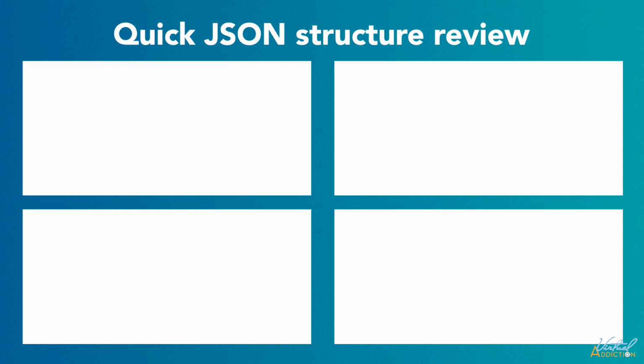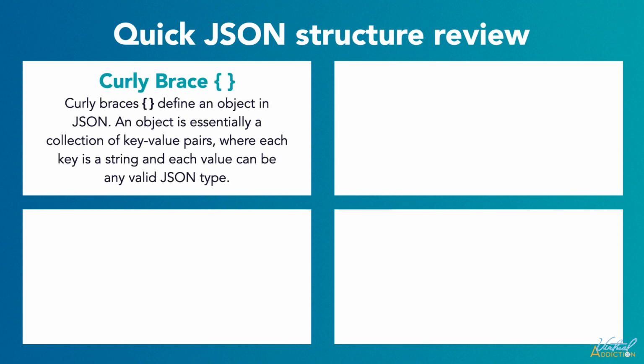Let's break down the curly braces, the square brackets, and other syntax that are used in a JSON file. Curly braces are used for object notation. They define an object in JSON. An object is essentially a collection of key value pairs, where each key is a string and each value can be any valid JSON type. This would include string, number, array, Boolean, etc.